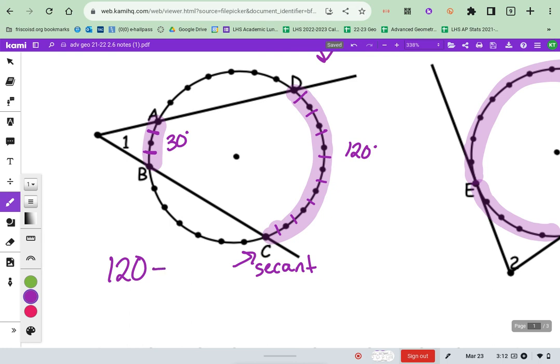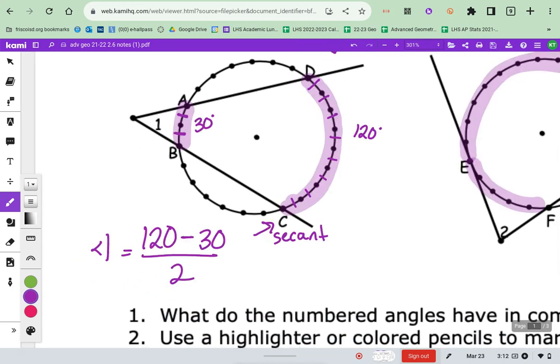And we subtract off the little arc. So minus 30. And then we divide by 2. And so what that is going to be is equal to the measure of angle 1. So you can go ahead and do that in your calculator real quick. So 120 minus 30 divided by 2. So angle 1 equals 45.